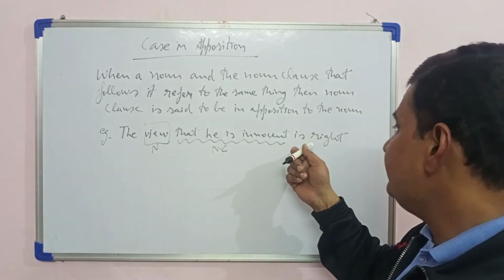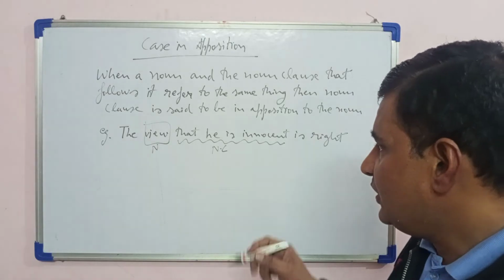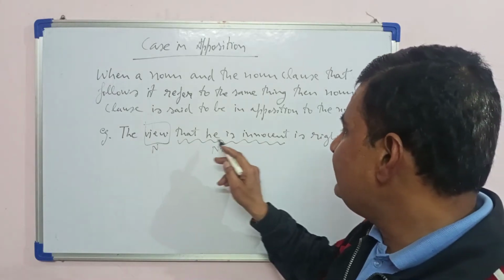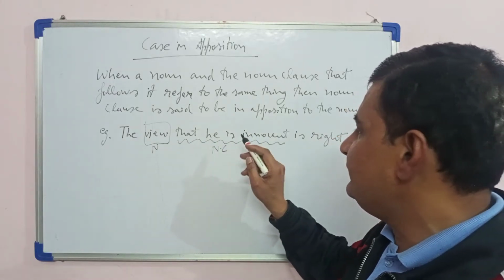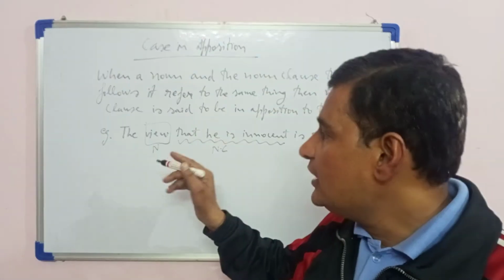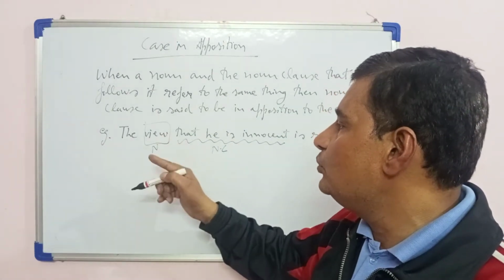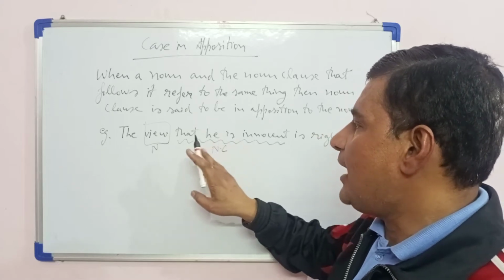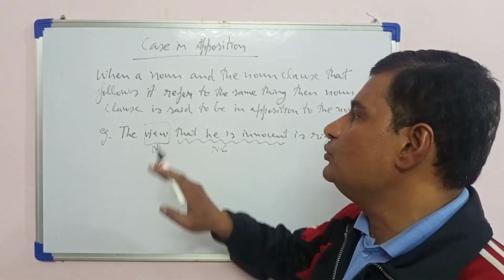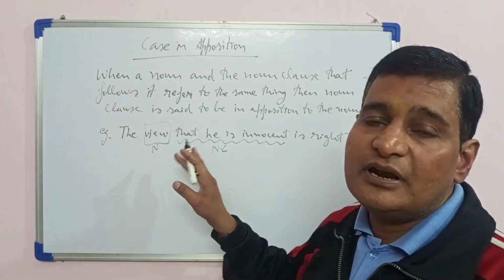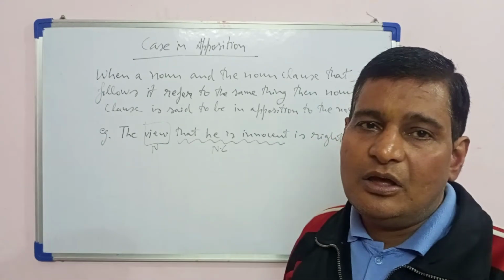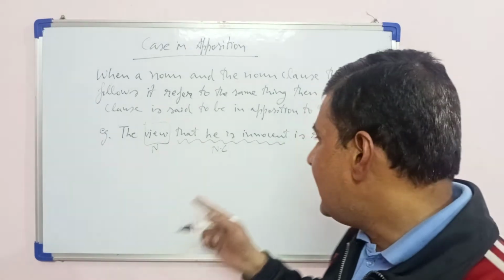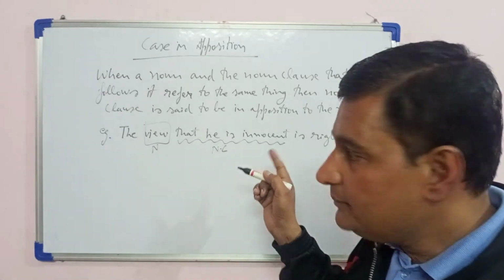What is the same thing? That he is right. The view that he is innocent, so that he is innocent is a noun clause. It refers to the noun view. So it is said to be in apposition to the noun view, because these both refer to the same thing. What is the same thing? That he is right.